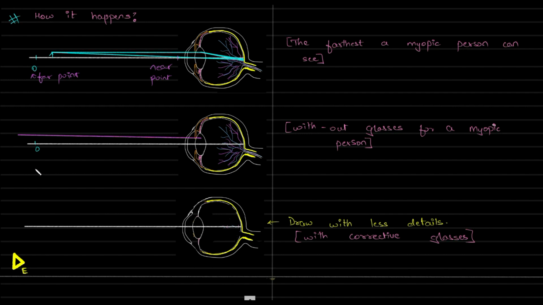So anything behind that, something like this, what will happen? Without glasses, it will converge in front of the retina and the person will not be able to see. Now, I want to correct it. How do you go about it? The correction happens with the help of a concave lens. So this is your concave lens.